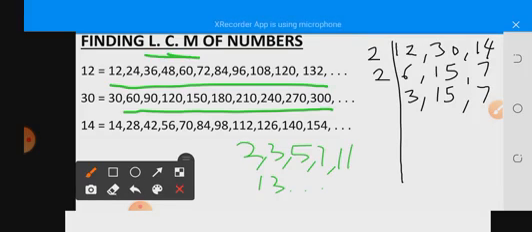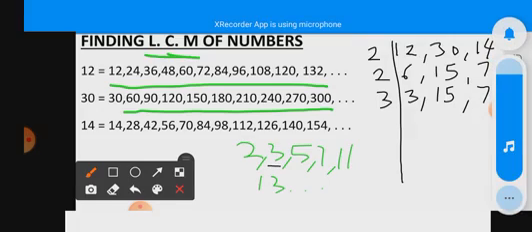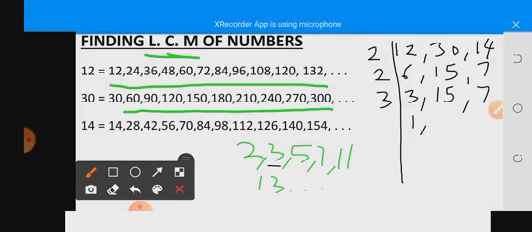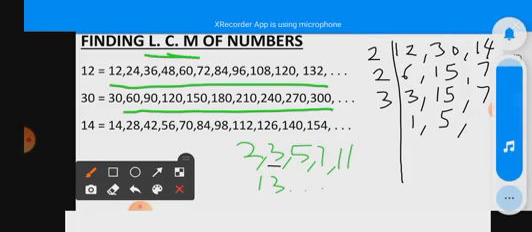Now looking at this, 3, 15 and 7 cannot be divided by 2 without a remainder, so you move to the next number, which is 3. You use 3 to divide. 3 will divide 3 to give you 1. 3 will divide 15 to give you 5. 3 will not divide 7 without a remainder, so you write your 7.